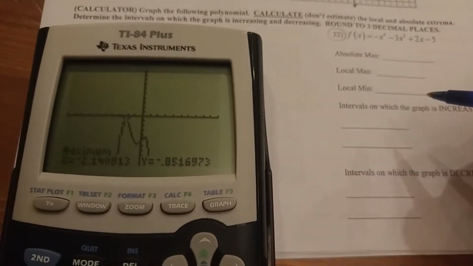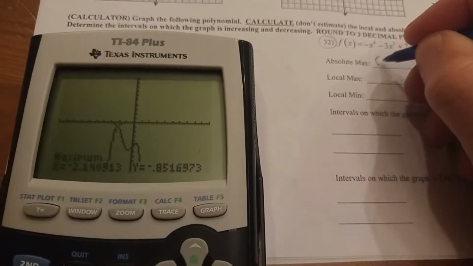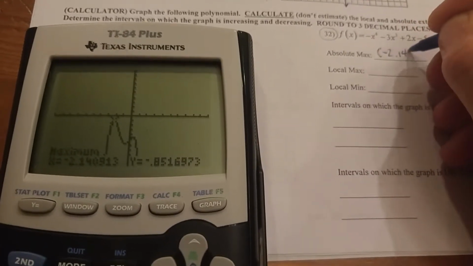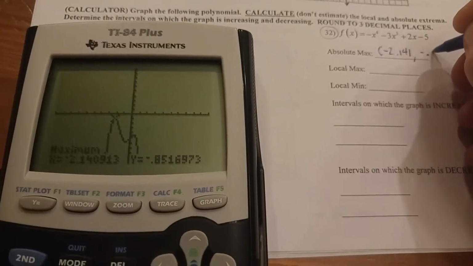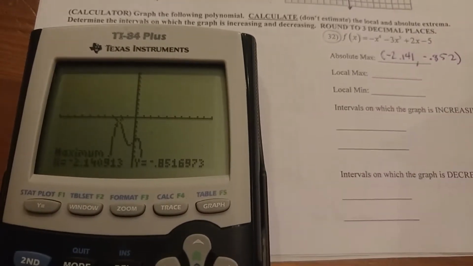And this is the number, this is the ordered pair that we're going to round. So we're going to put negative 2.141, negative 0.852. That is the absolute max.